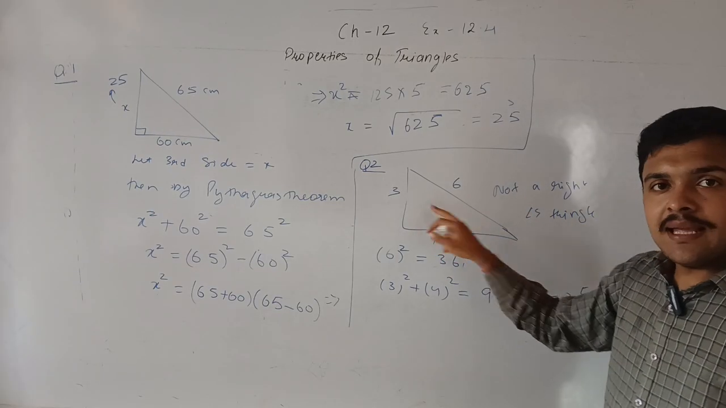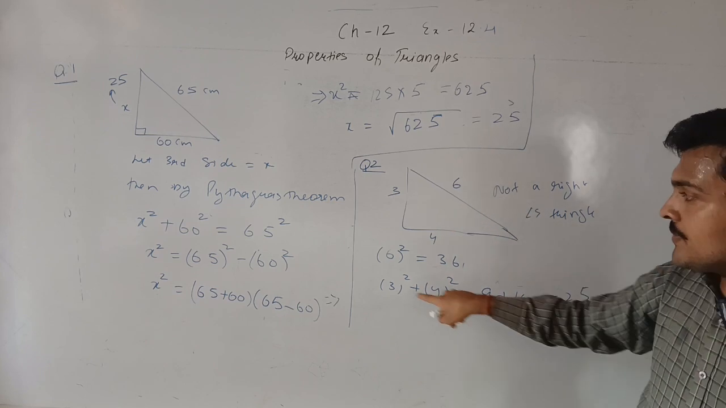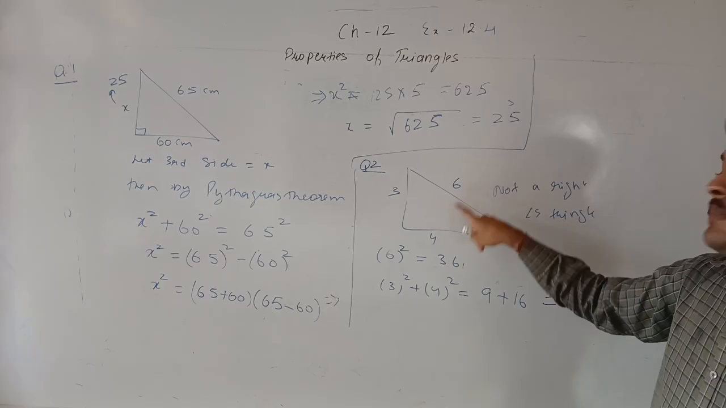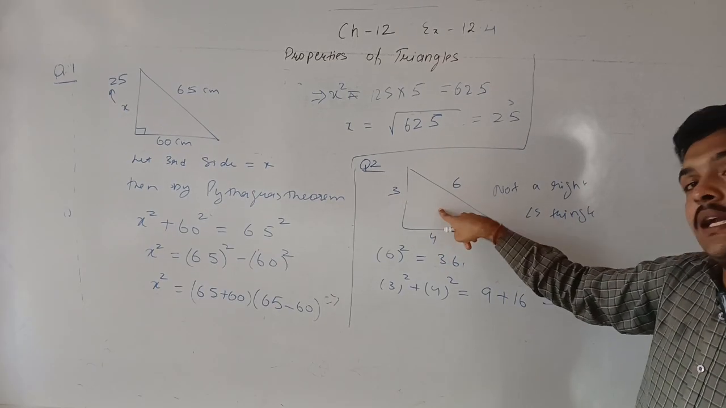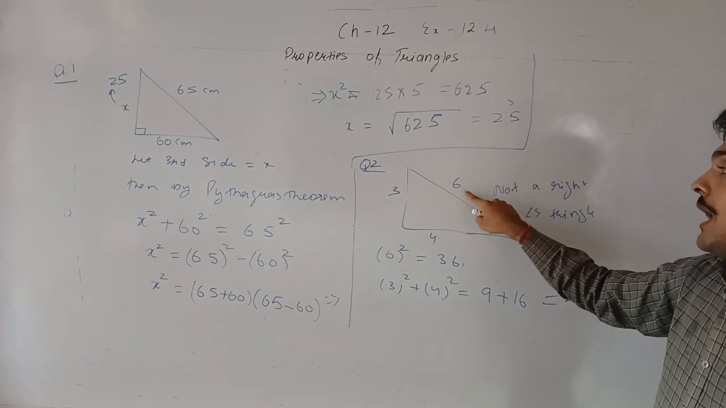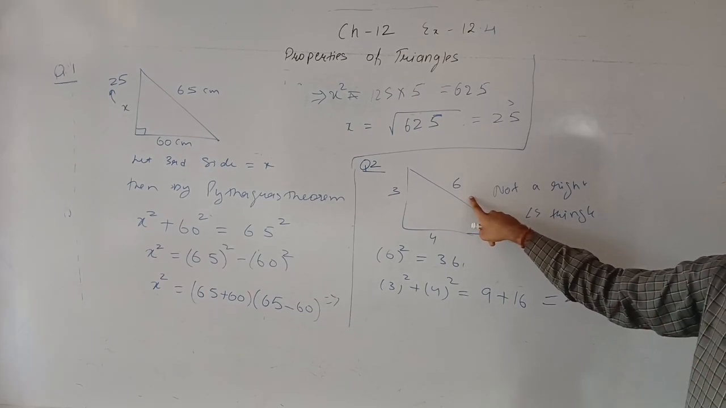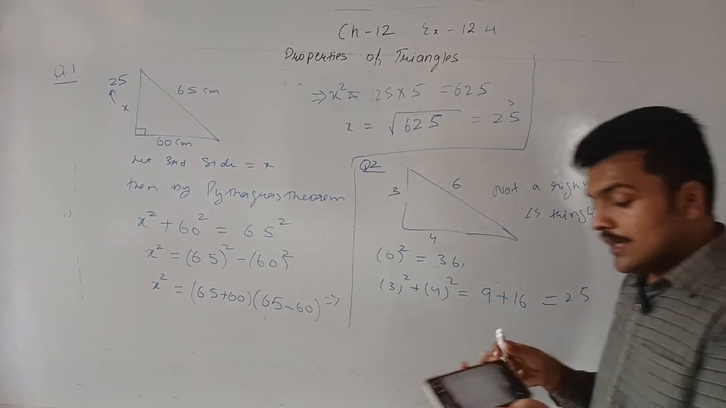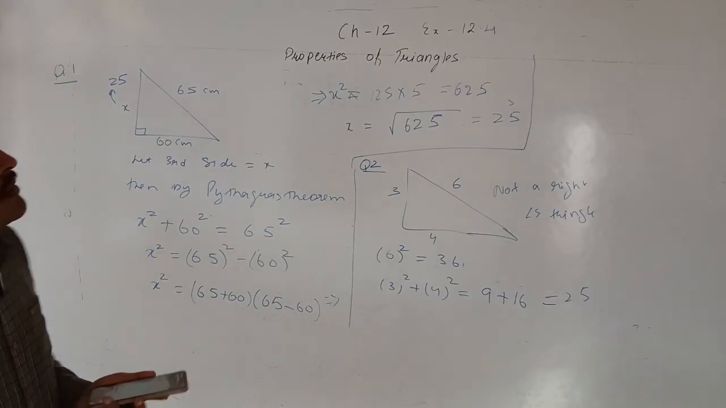For this triangle to be a right angle triangle, the side must be equal to the square root of 3 square plus 4 square. That is, the side must be 5 centimeter. If this is 3, this is 4, then for this triangle to be a right angle triangle, this side must be equal to 5 centimeter, but this is 6 centimeter. Therefore this is not a right angle triangle.